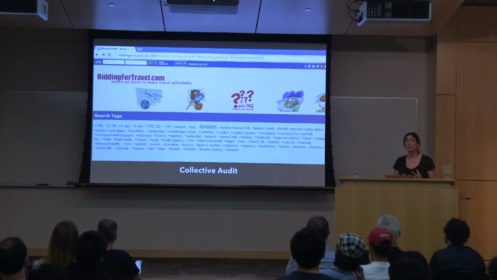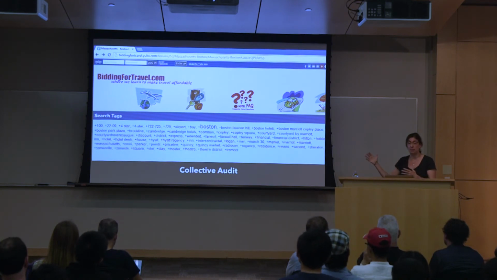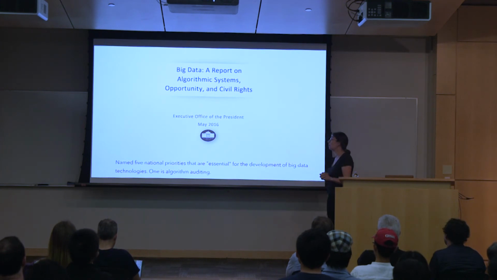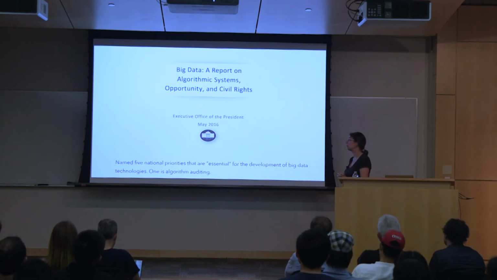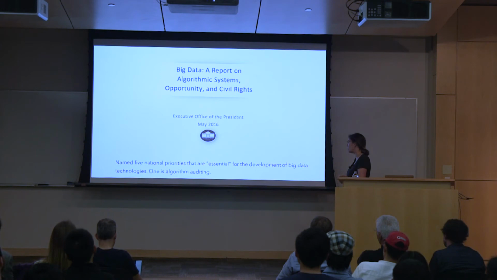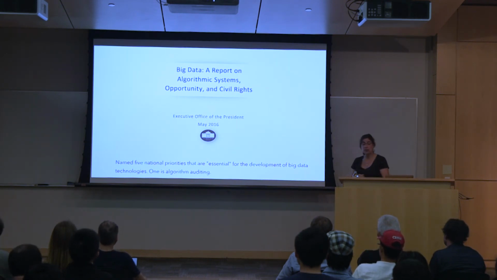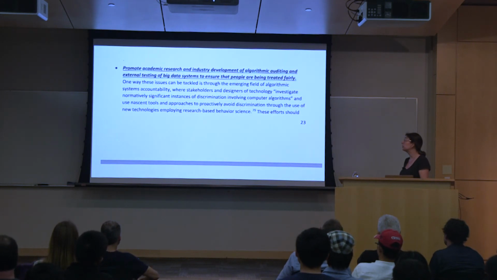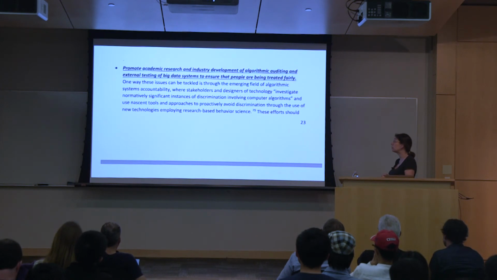And so a lot of this, because we were coming at roadblocks trying to look at some of this housing work and employment work, we ended up suing the US government. And we got lucky that right before we did that, the White House released this document from the Office of the President on big data, a report on algorithmic systems, opportunity, and civil rights. And they named 5 national priorities that are essential for the development of big data technologies. And one of them was algorithm auditing. They said they wanted to promote academic research and industry development of algorithmic auditing and external testing of big data systems to ensure that people are being treated fairly.